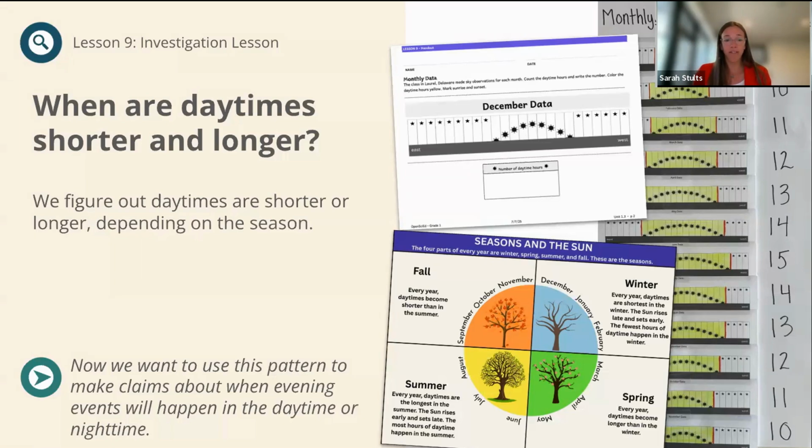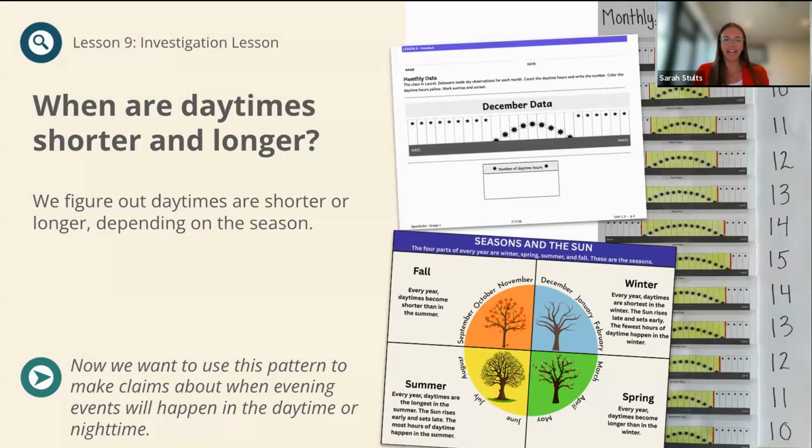We use an infographic to relate our data to seasons. And we figure out, wow, this pattern repeats every year. We figure out daytimes are longer, they have the most hours during the summer. And this is because sunrises are early and sunsets are late. And we figure out daytimes are shorter, have the fewest hours during the winter. This is because sunrises are late and sunsets are earlier.